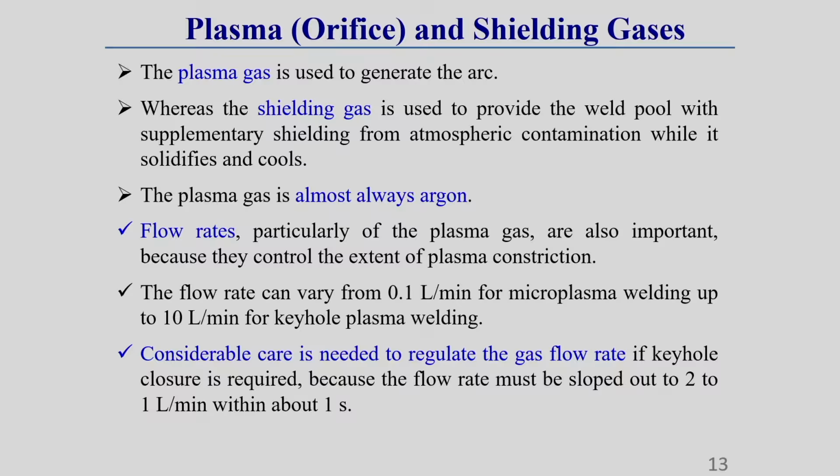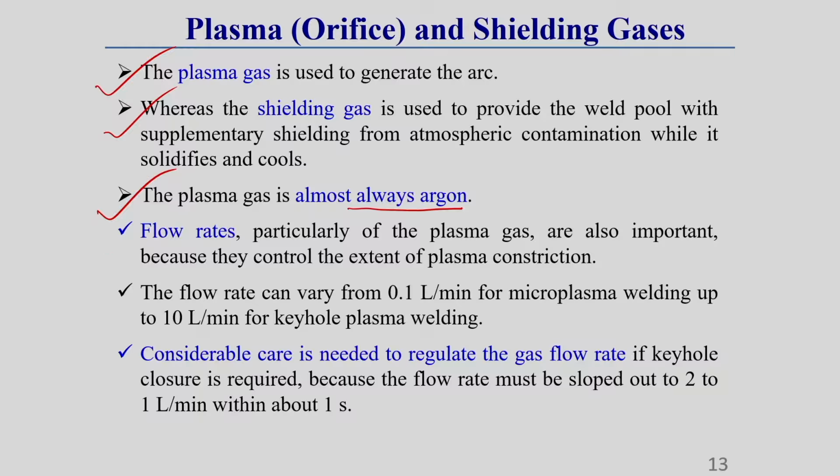Now, we will discuss the different types of plasma and shielding gases, what their advantages and disadvantages are, and how we should use them. A little bit more idea we will discuss here. Plasma gas is used for generating the arc, and shielding gas is used for protecting the arc as well as the weld pool from atmospheric contamination, to prevent oxidation. Here plasma gas is generally always argon gas.